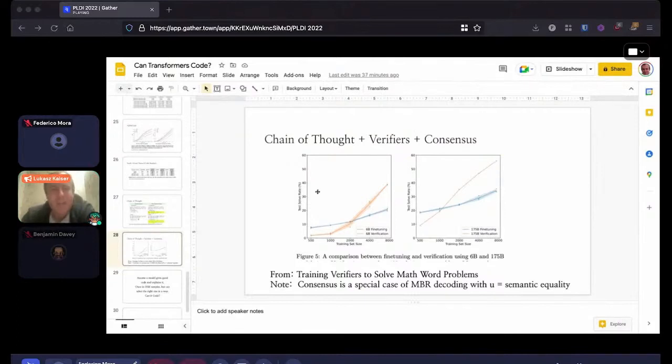And this is very impressive because we know already these models can generate text that sounds reasonable. And now it seems they can generate text that not only sounds reasonable, but actually makes sense once you verify it.